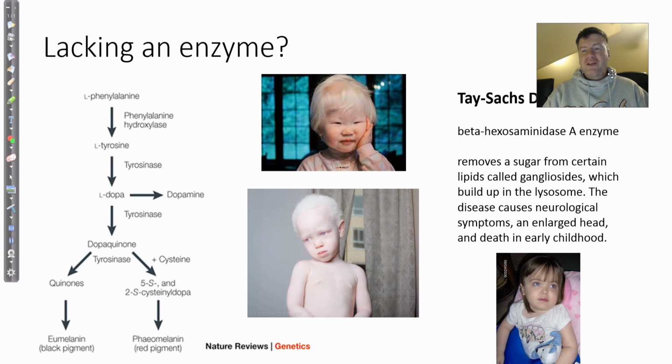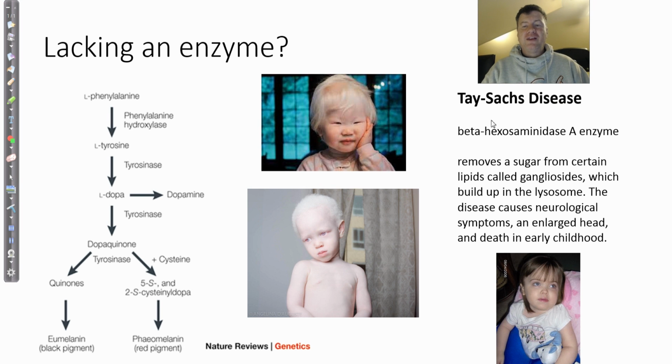I want to show you one more example over here of Tay-Sachs disease. In Tay-Sachs disease, which we see more in people of Eastern European Jewish descent, someone lacks this particular enzyme, beta-hexosaminidase A enzyme, big word. So this enzyme is required to remove sugar from certain lipids, and if you don't have that, then they build up in the lysosome, and this causes neurologic diseases and large head, and then people with Tay-Sachs usually die by about 4 or 5 or 6 years old. So again, it's a fatal disorder because you lack a particular enzyme.